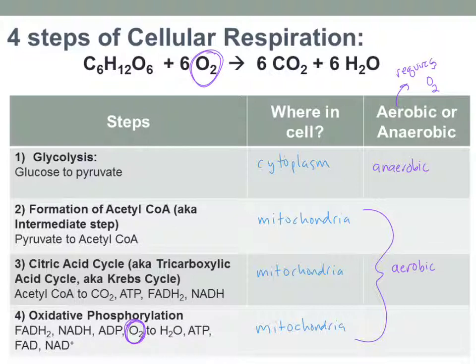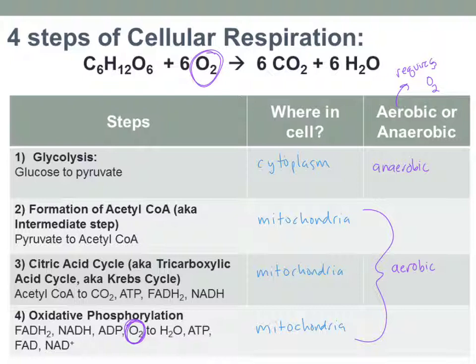So that's kind of the overview. I just want you to know, just generally speaking, first step is glycolysis. Second step is formation of acetyl-CoA. Third step is citric acid cycle. Fourth step is oxidative phosphorylation. Here's where they occur in the cell. The first one's anaerobic. The last three are aerobic. That's all I want you to know.